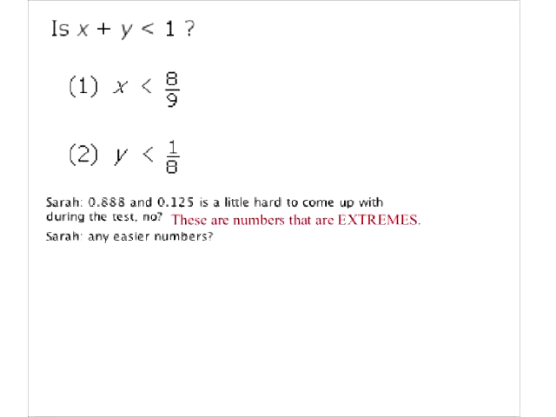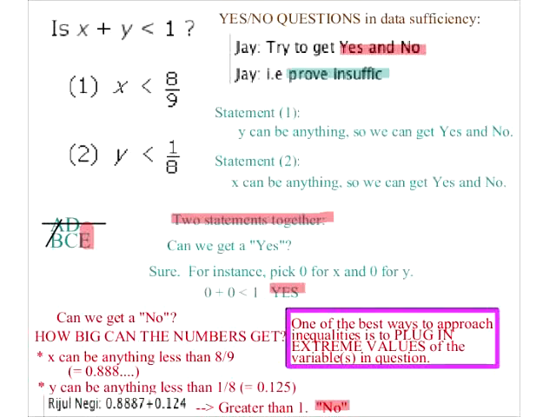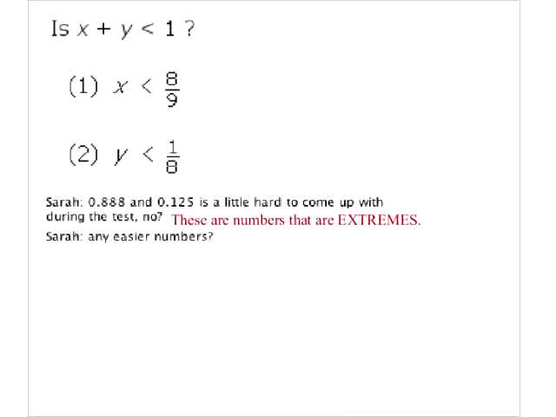Your limits in the problem are 0.88888888 as a ceiling on x, and 0.125 as a ceiling on y. So that actually makes numbers like this. If you know that your job is to pick extremes, then that makes these numbers relatively straightforward to pick. Because this is a number that's just ever so slightly less than that. And 0.124 is ever so slightly less than that. So there you go.